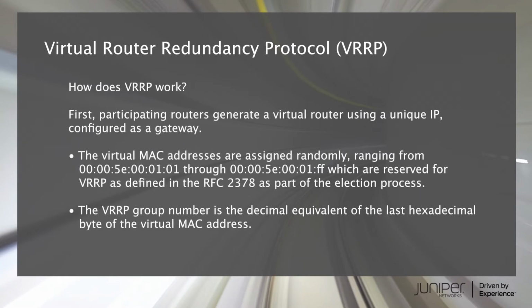So how does this work? First, participating routers generate a virtual router using a unique IP address configured as a gateway. The virtual MAC addresses are assigned randomly, with a range reserved for VRRP as defined in RFC 2378, during the election process. It's important to note that the VRRP group number must be the decimal equivalent of the last hexadecimal byte of the virtual MAC address.